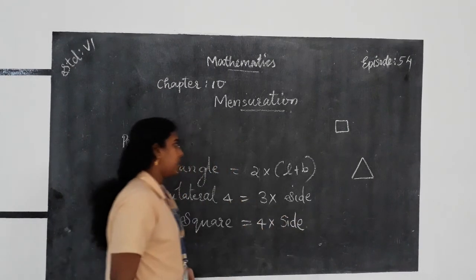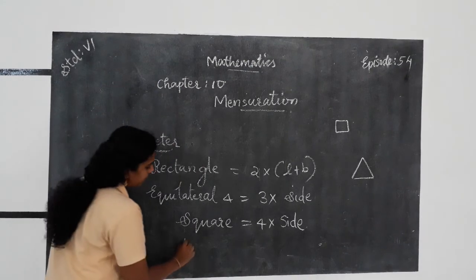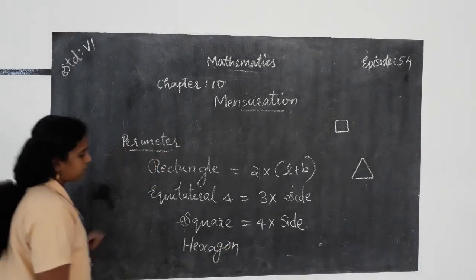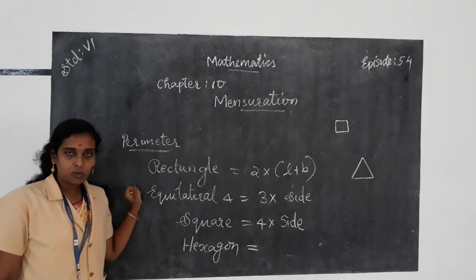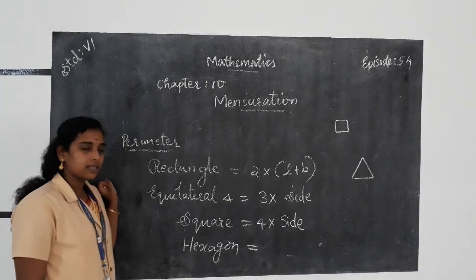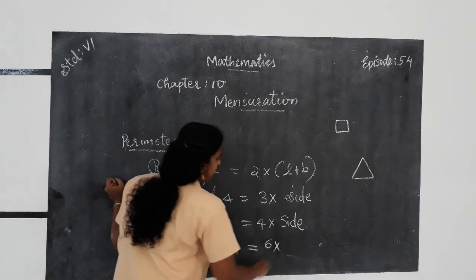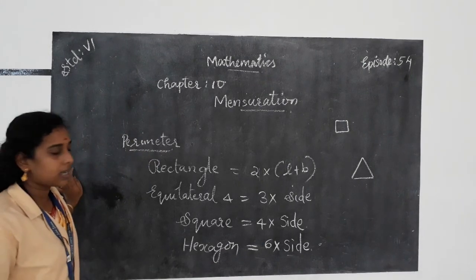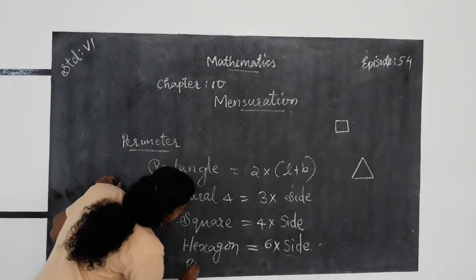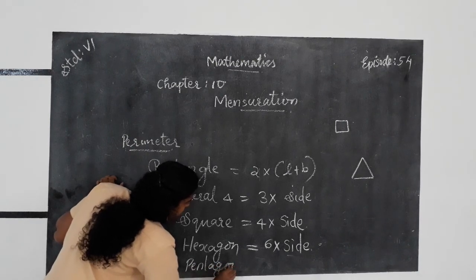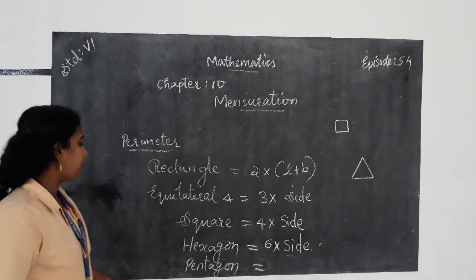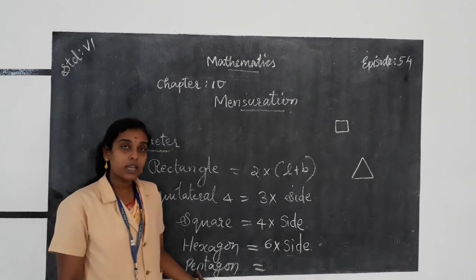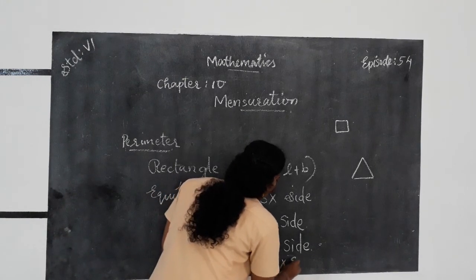4 into side. Then in the case of a regular hexagon, a hexagon has 6 sides. To find the perimeter of a regular hexagon, the equation is number of sides into length of one side, so 6 into side. Then we also discussed the pentagon. A regular pentagon has 5 sides, so 5 into length of one side.